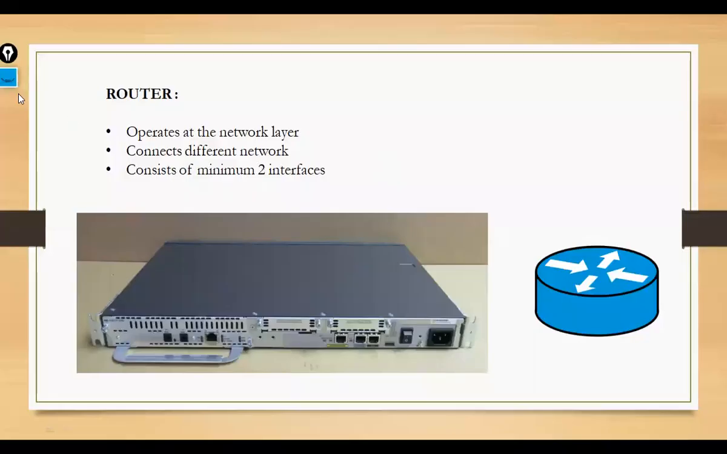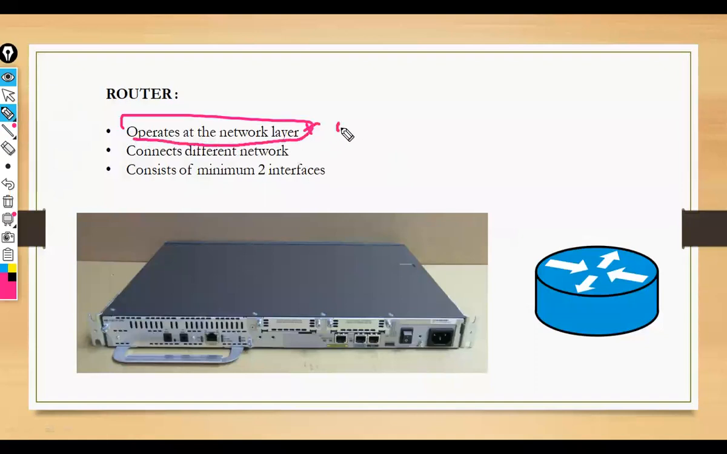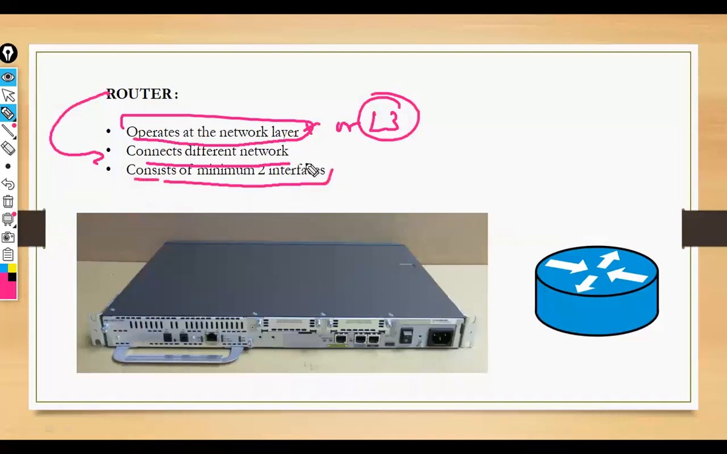Just understand that it operates in the network layer, or layer 3. You'll study it later. The router connects different networks, so it must consist of a minimum of 2 interfaces. So this is the router here. For all the offline students, this is the router. And for the online students, I've just shown this device.